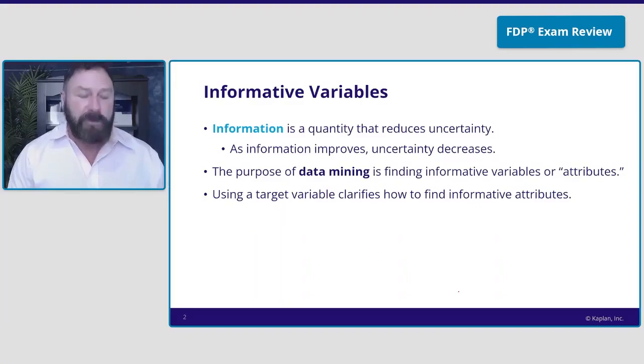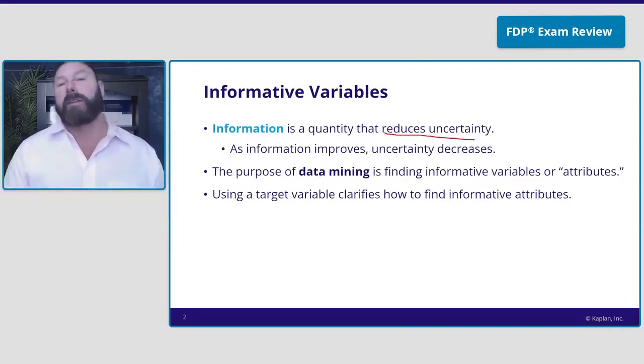The first thing we want to talk about in terms of being able to introduce predictive modeling is to understand some definitions. So we're going to start with what's known as information. What do we mean by information? Well, information is a quantity that reduces uncertainty. So in other words, as we get better information, we'll see uncertainty decreasing.